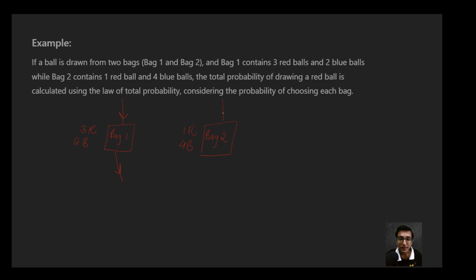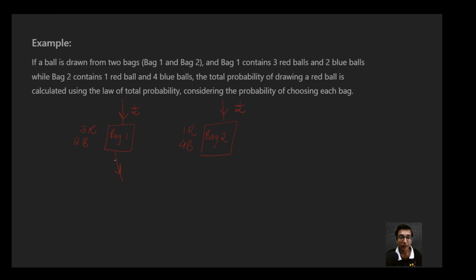Since both these bags are almost similar, what would be the probability of me choosing a bag first? Right now I'm not choosing any ball here. First I have to choose a bag. So what would be the probability of me choosing a bag? It is going to be 50% for the first bag and 50% for the second bag. So this is 1 by 2, and this is 1 by 2. That means 1 by 2 is the probability for me to go inside bag 1, and 1 by 2 is the probability for me to go inside bag 2.